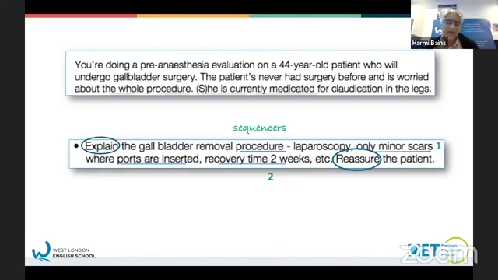Also, it says here, reassure the patient. So you've got 2 tasks within 1 task as well. I mean, you're explaining, but also you're reassuring as well. So you need to make sure in your language that you don't stress the patient. You know, your language has got to be language of reassurance. Let's have a look at an example.